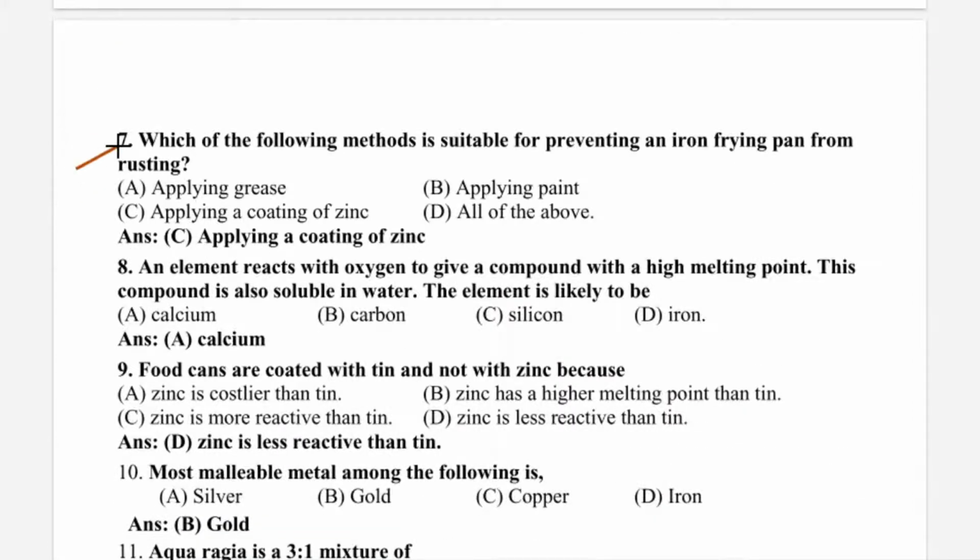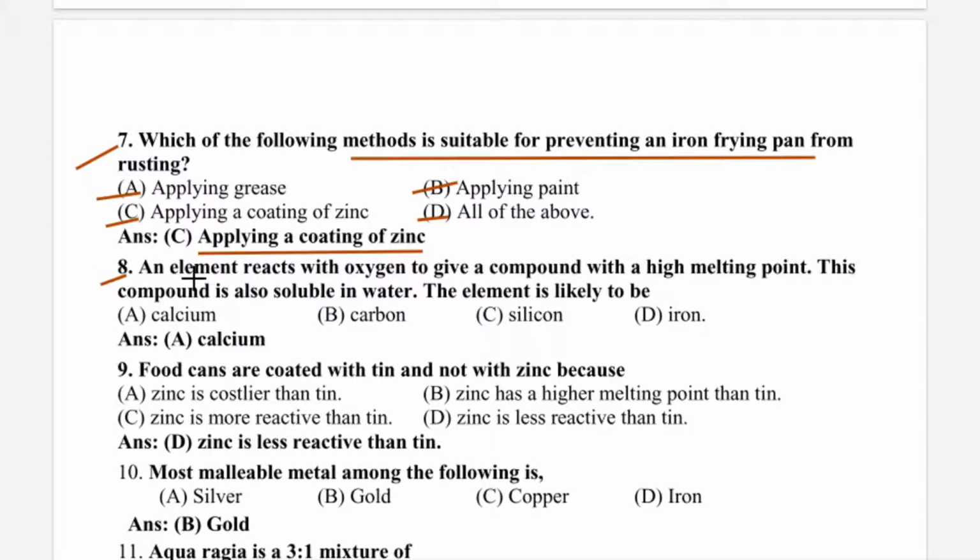Question number 7. Which of the following methods is suitable for preventing an iron frying pan from rusting? Options are A, applying grease, B, applying paint, C, applying a coating of zinc, D, all of the above. As we have learned, the method which is suitable for preventing an iron frying pan from rusting is applying a coating of zinc to that. So the option here will be option C, applying a coating of zinc.